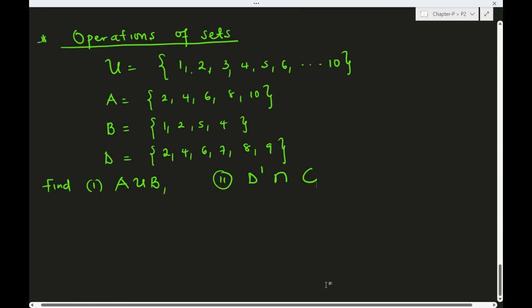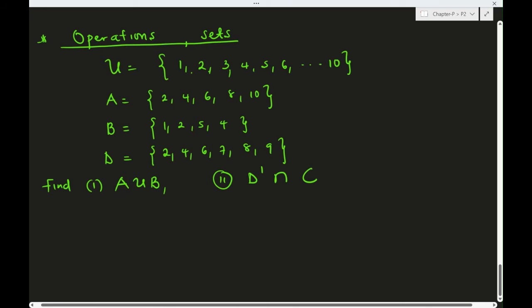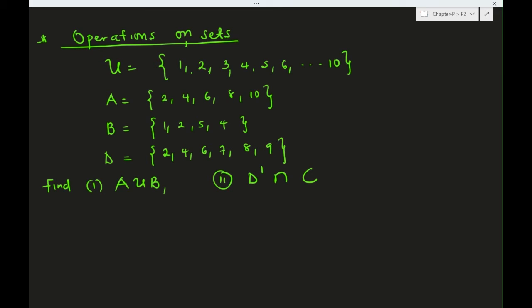So now let's look at the operations on sets. What are the operations on sets? For example, we have this question. We let U be the universal set. You have A is this one, B is this, and D is this. We want to use this example to look at some operations that we can perform on sets.